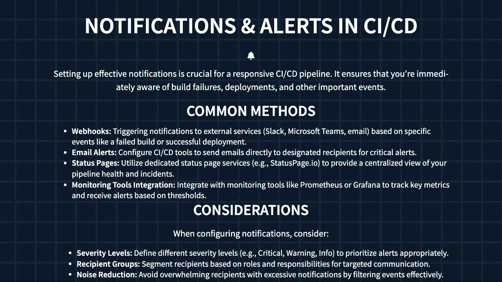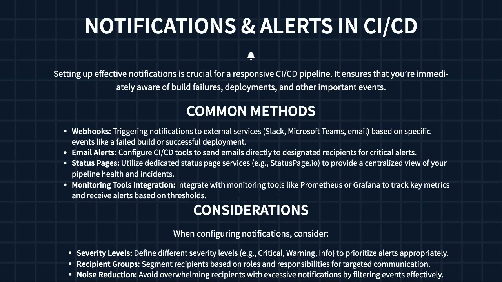Okay, let's talk about getting notified when things happen in your CI/CD pipeline. It's really important to know immediately if a build fails or a deployment goes wrong. There are several ways you can do this. Webhooks are super popular. They basically send a message directly to other services like Slack or Microsoft Teams whenever something interesting happens. You can also set up email alerts, which is simple and effective for critical events.